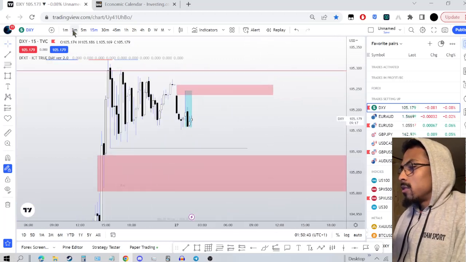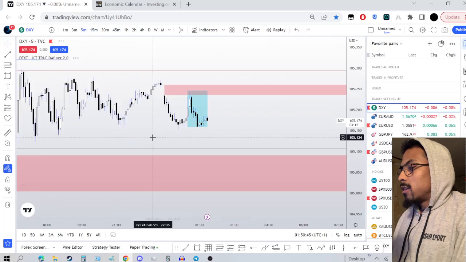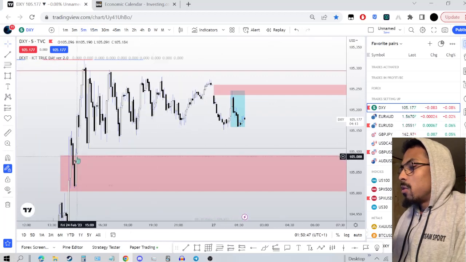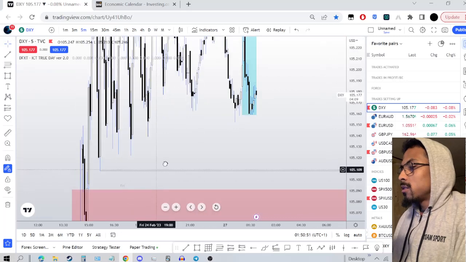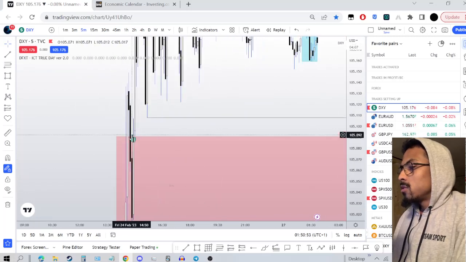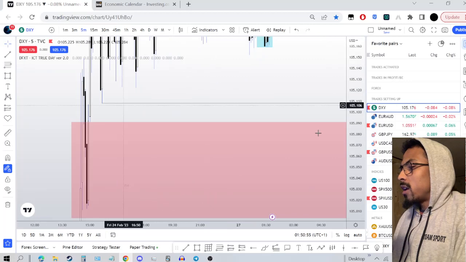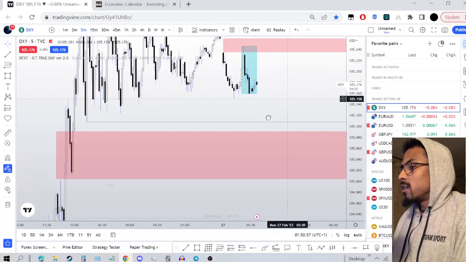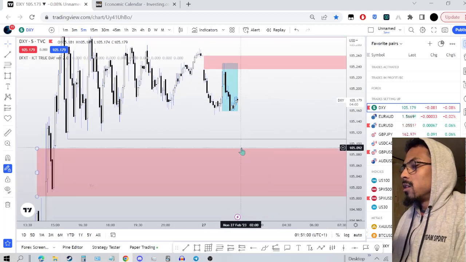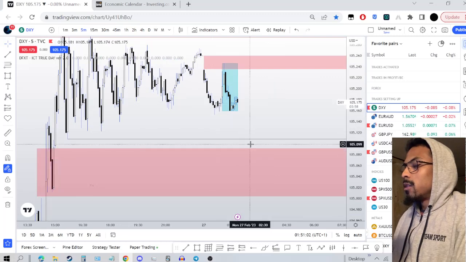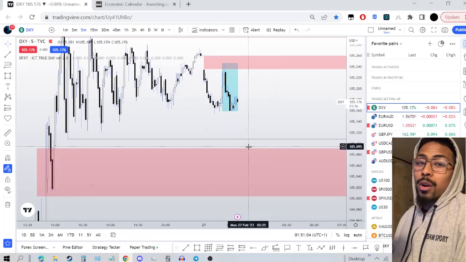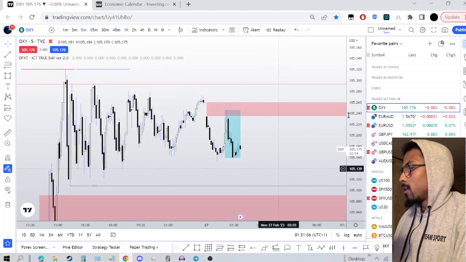So let's go to the 5 minute just so you can get a look at what that looks like. So you have this old small volume imbalance right inside of there. So I would want to watch that. Once price does give the purge here, watch that area, and it could offer some support right inside of there.